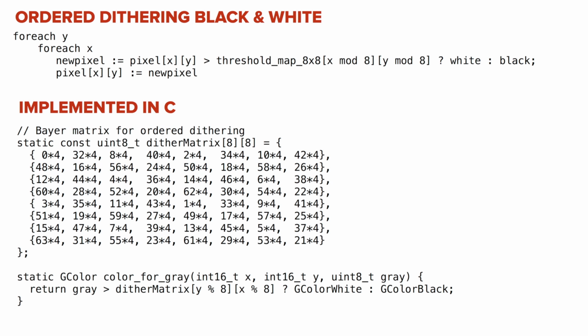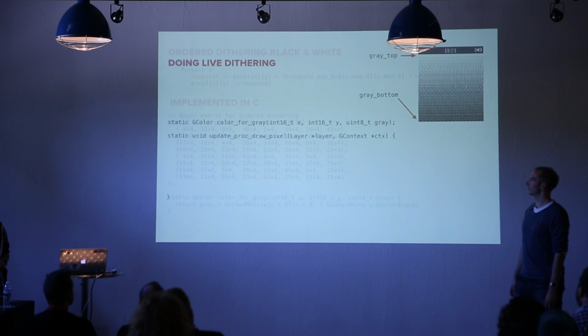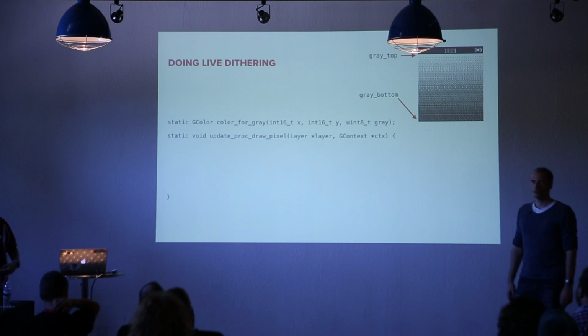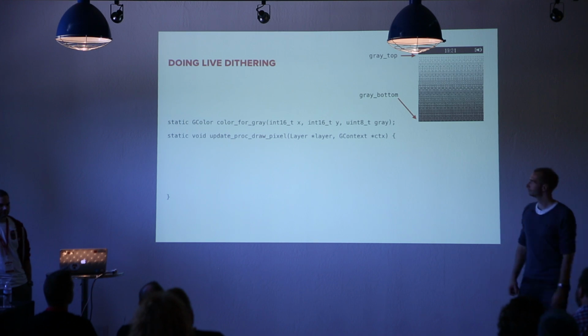And then the simple function I'm introducing here is: I give you two coordinates. Think of it, you need the real target coordinate to find the right component of the matrix, and the shade of gray, and you give me a color. So that's a simple function. It's called color for gray. Now, what I'm trying to achieve is to render that gradient here as efficiently as possible.